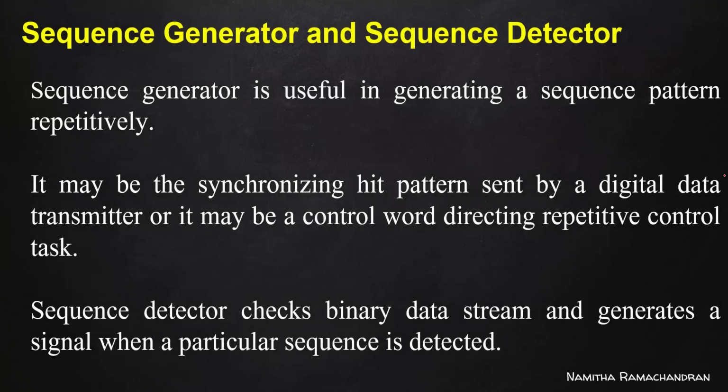The next type of application is the sequence generator and sequence detector circuit. Sequence generator means if we want to generate a particular sequence repeatedly, we can use the same shift register for implementing such a sequence generator. Another use is the sequence detector. You are given a particular binary pattern and you have to check whether that specific pattern is present in the binary input or not. So we can use a sequence detector.